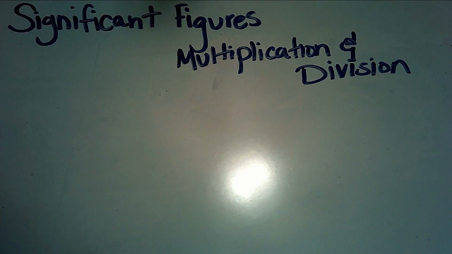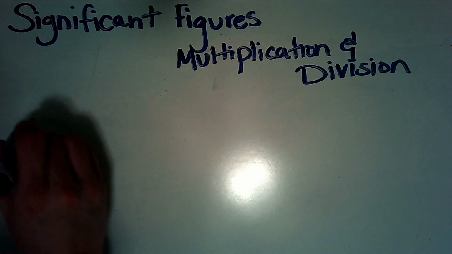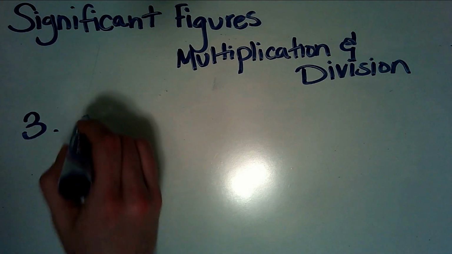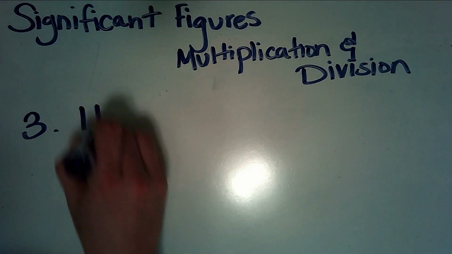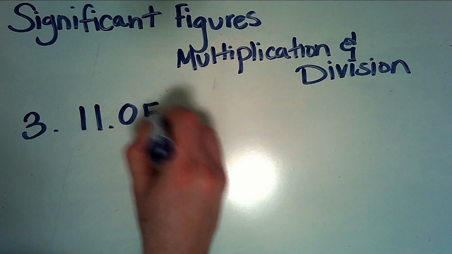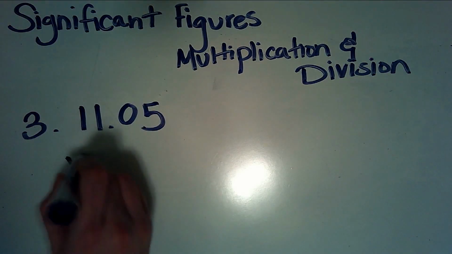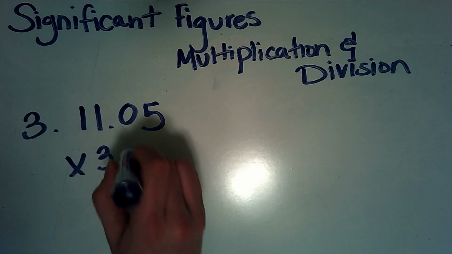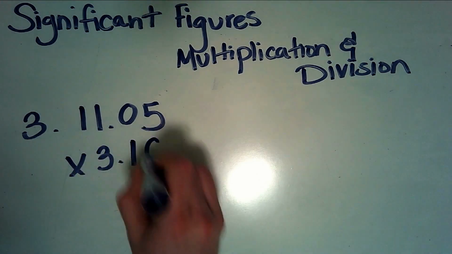Now what I'd like you to do is work through these additional problems. Make sure you're following the steps and get me to check you off so you can build up that confidence. Alright, so number 3, I'd like you to do 11.05 times 3.10.